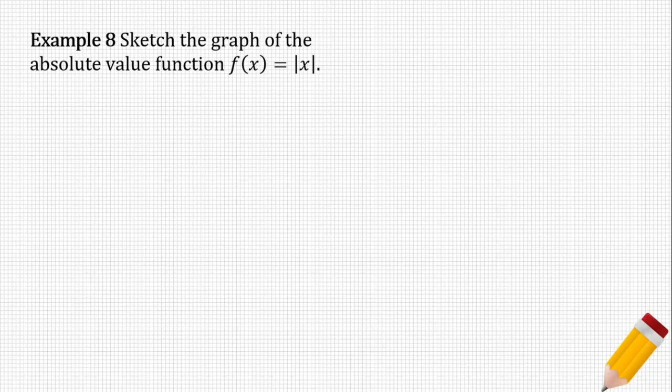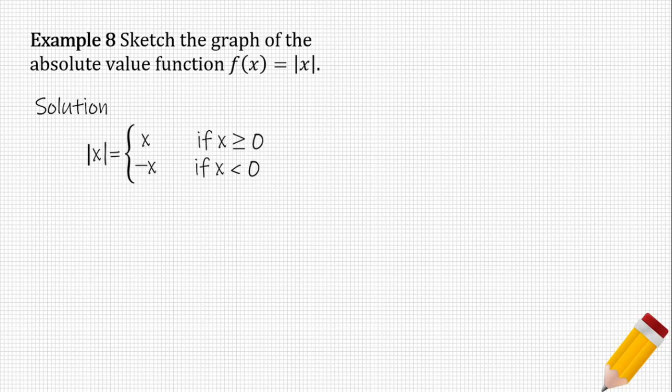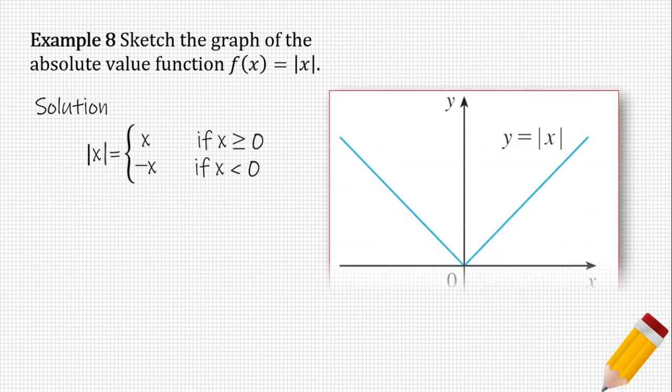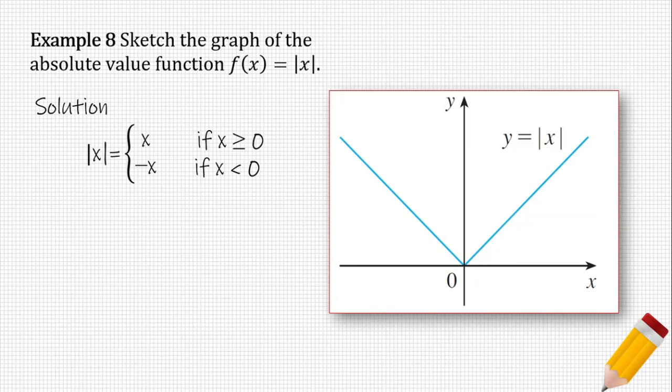Example 8. Sketch the graph of the absolute value function f(x) = |x|. Solution. From the preceding discussion we know that, using the same method as in example 7, the graph of f coincides with the line y = x to the right of the y-axis and coincides with the line y = −x to the left of the y-axis.